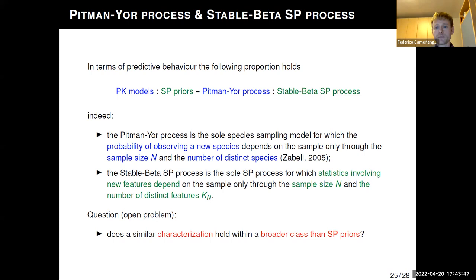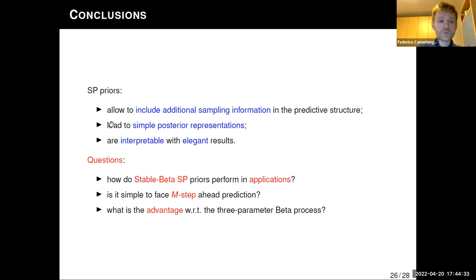This analogy is also corroborated in terms of asymptotic results that I have no time to show. So the characterization theorem for the stable beta scale process prior holds true within the class of scale process priors. The open problem is the following: does a similar characterization hold in a more general context than the context of scale process priors? This is an open question. Just to wrap up and to introduce the talk by Lorenzo, the scale process priors we have analyzed are very useful because they allow us to include additional sampling information in the predictive structure.